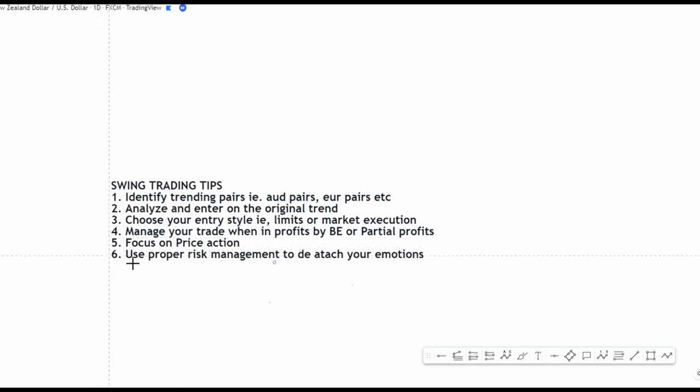And tip number 6, use proper risk management. The reason why we use proper risk management when you swing trade is because swing trading is all about detaching your emotions from such trades to let them run. If you don't have proper risk management, it means you are likely to close such a position before it even hits your target profits. Okay, so make sure the moment you enter a trade you have used proper risk management according to your capital.